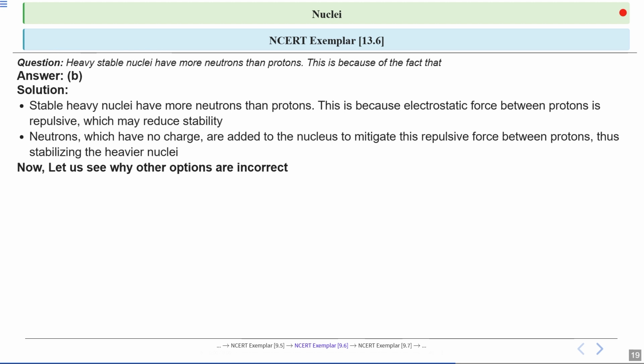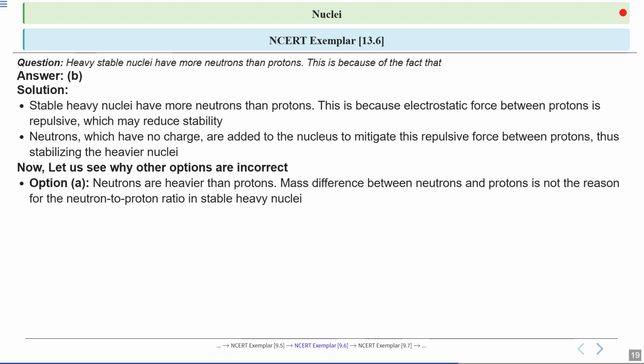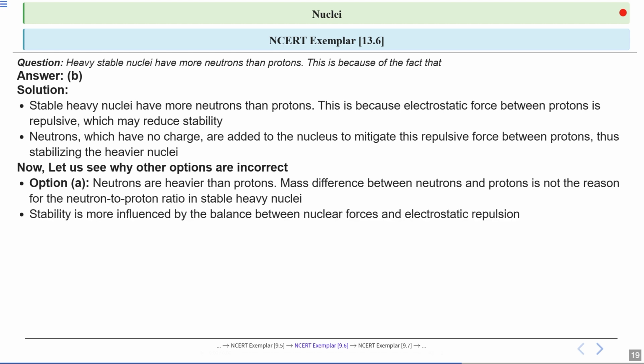Now let's see why other options are incorrect. So option A states that the reason for the stability of heavy nuclei is that neutrons are heavier than protons. The mass difference between neutrons and protons is not the reason for the neutron to proton ratio in stable heavy nuclei. In heavy stable nuclei, more neutrons than protons are needed to counteract repulsive protons. Therefore, stability is more influenced by the balance between nuclear forces and electrostatic repulsion.